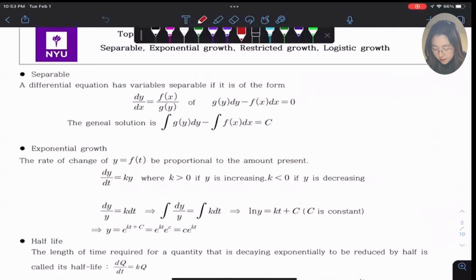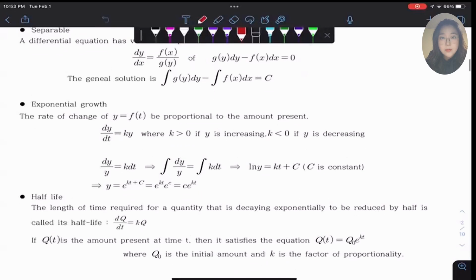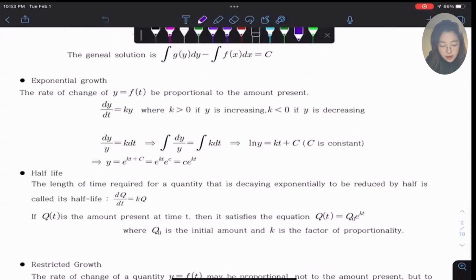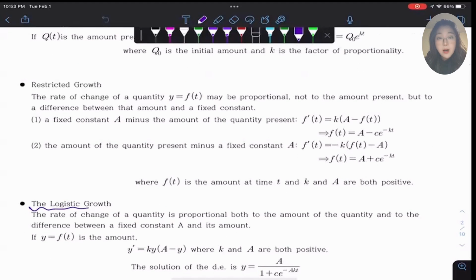Let's solve this problem with me. Follow me. Okay, let's look at the concept with me. Let's compare these three growth functions. Today, I talk about the logistic growth. Logistic growth is when the rate of change of a quantity is proportional both to the amount of the quantity, in other words, this is current amount, and to the difference between the fixed constant A and its amount.